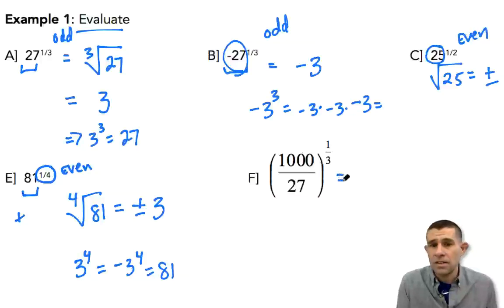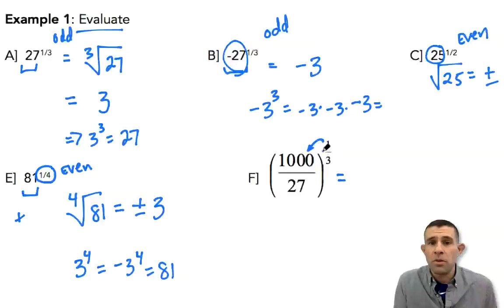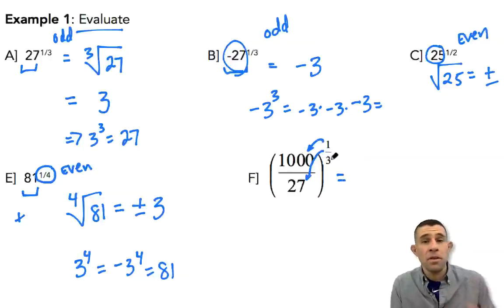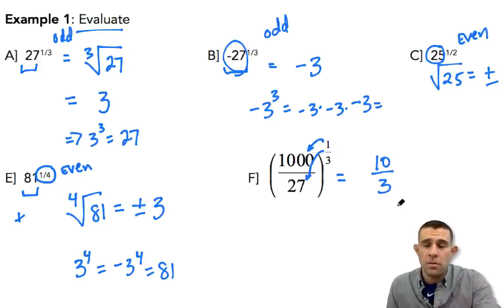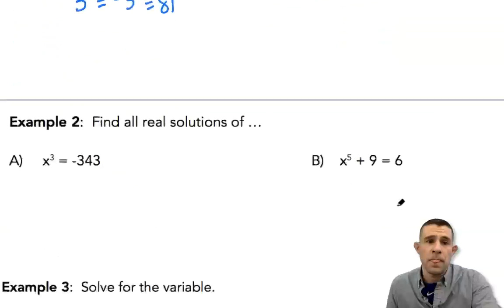All right, our last example here says the 1/3 exponent of 1000 over 27, which, remember, I need to make sure both the numerator and the denominator get that exponent, and that exponent represents the cube root. So the cube root of 1000 is 10, and the cube root of 27 is 3. So 10/3 is what that one reduces to.